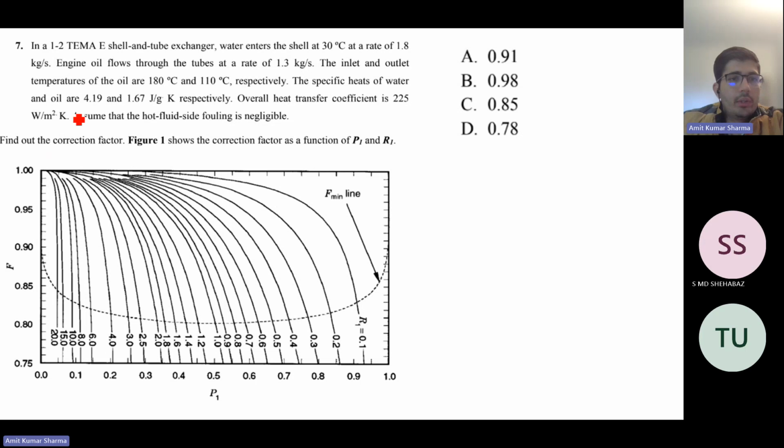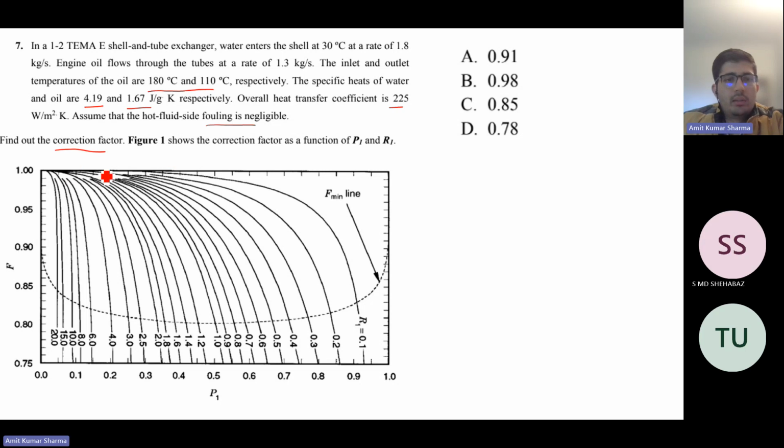So let's come to the next question. In a 1 to 2 TEMA E-shell and tube exchanger, water enters the shell at 30 degrees centigrade at a rate of 1.8 kg per second. Engine oil flows through the tubes at a rate of 1.3 kg per second. The inlet and outlet temperatures of the oil are 180 degrees and 110 degrees centigrade respectively. The specific heats of water and oil are 4.19 and 1.67 kJ per kg Kelvin respectively. The overall heat transfer coefficient is 225 watt per meter square Kelvin. Assume the hot fluid side fouling is negligible.